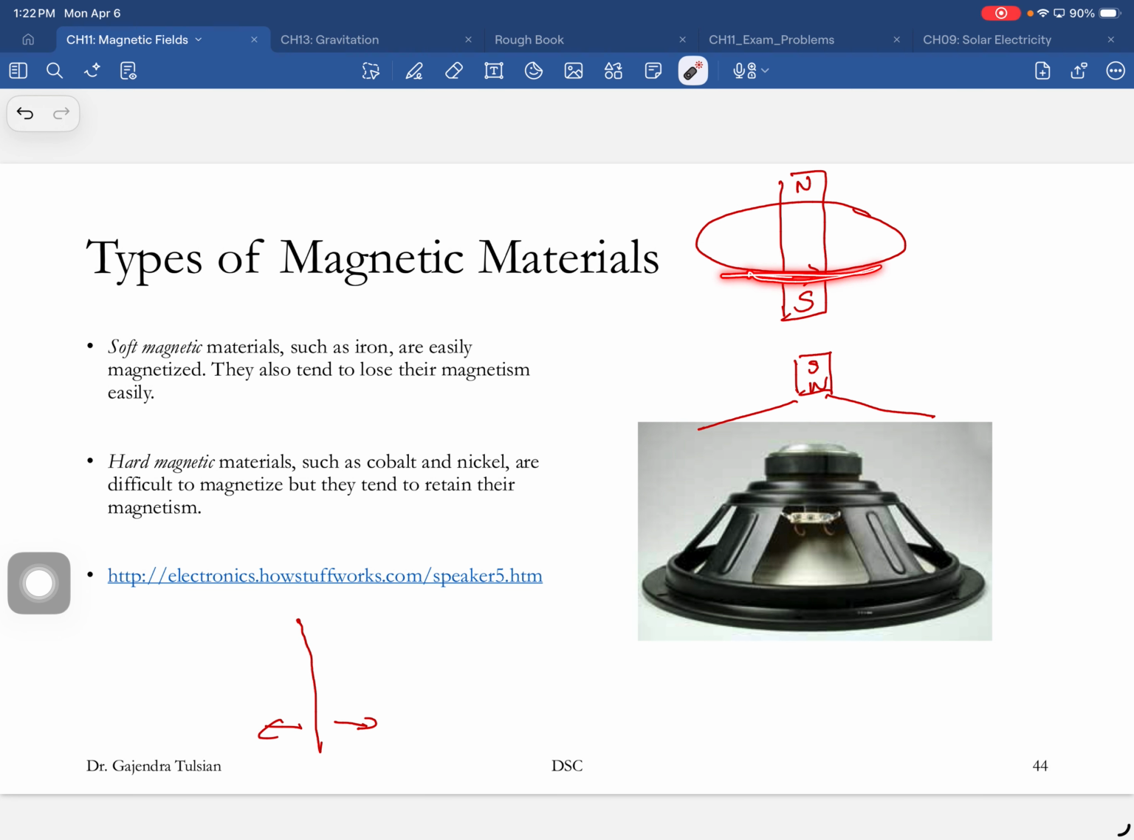So by switching the current back and forth, you can make this diaphragm vibrate back and forth. So you'll convert this electrical signal into mechanical vibrations. And that's how a speaker works.